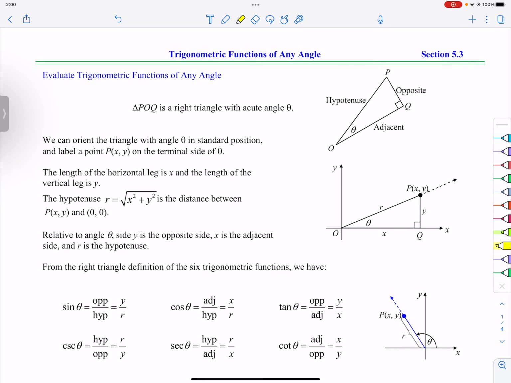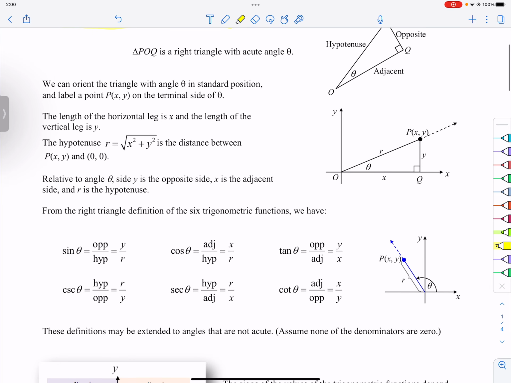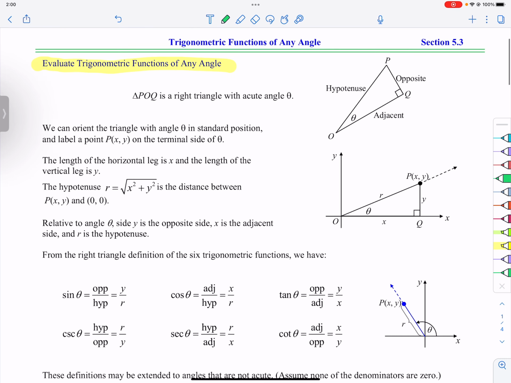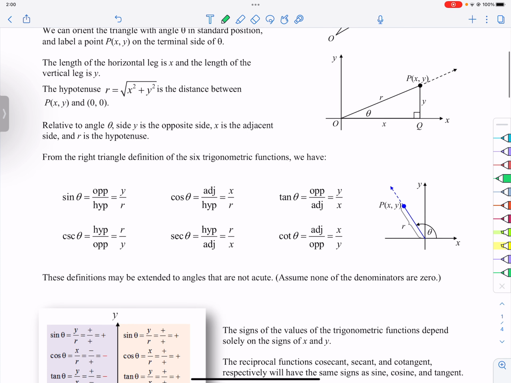This is section 5.3, trigonometric functions of any angle. So if you'll just take a few minutes to read some of these definitions in the paragraph below, and you might want to pause the video to do that, and then we can move on to some examples. I will go through a few things. We have already addressed the definitions of the secant and the cotangent and the tan.